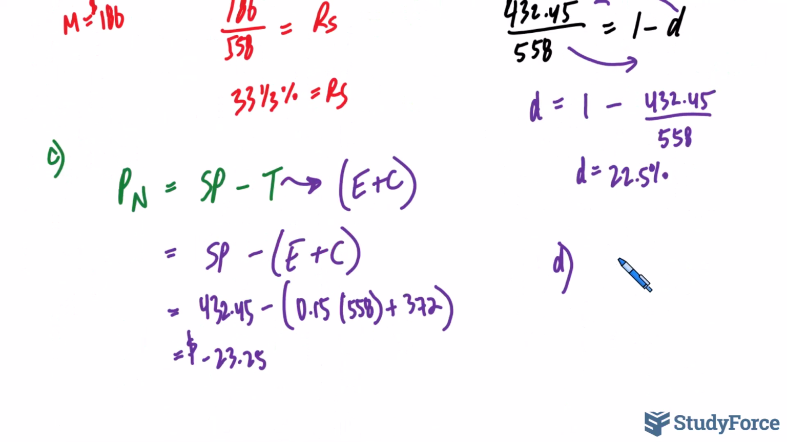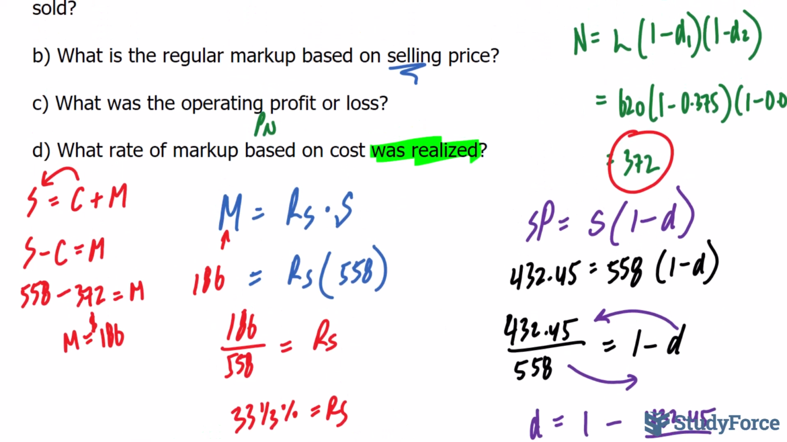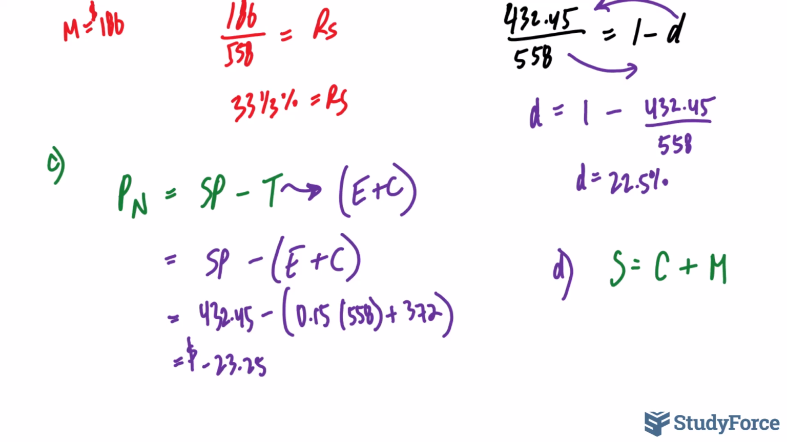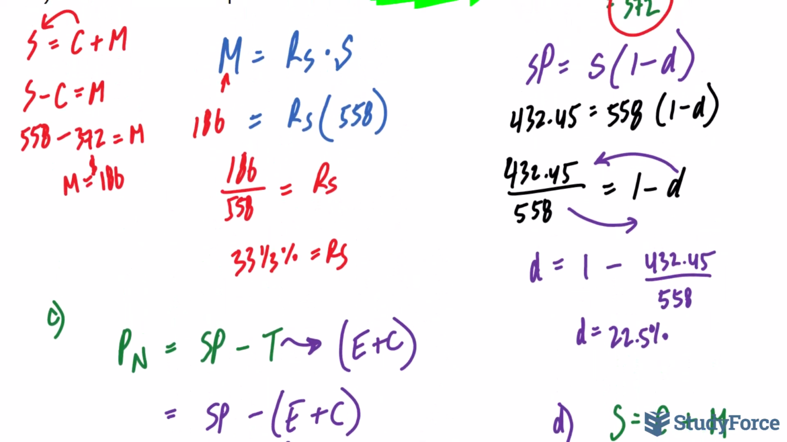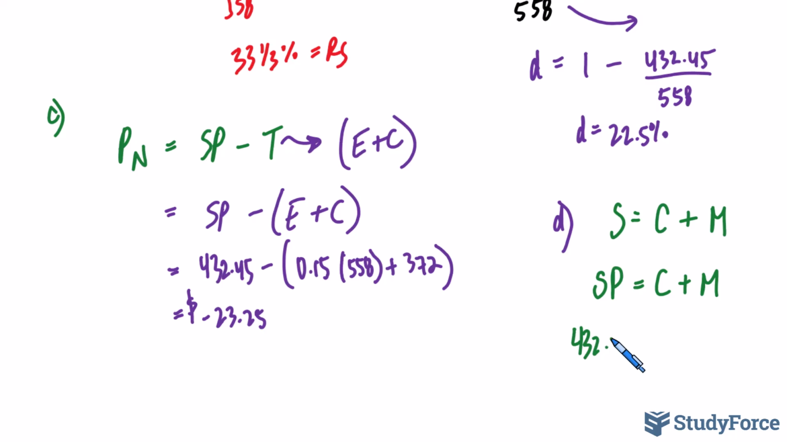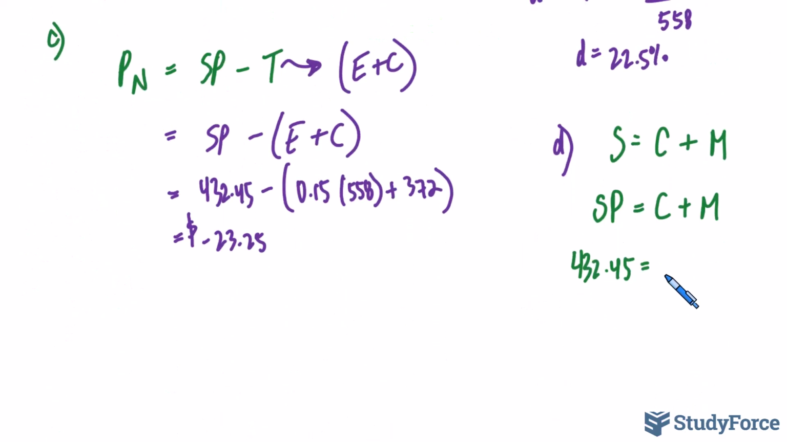So remember that the selling price is equal to the cost plus your markup. We established that in part B. But because of the wording being was realized, that means your selling price has become your sale price. And we have a brand new markup after the sale has been applied. So your sale price was $432.45. Your cost hasn't changed. It was always $372. And we can solve for M. Now this will get us M, but it won't get us the rate.